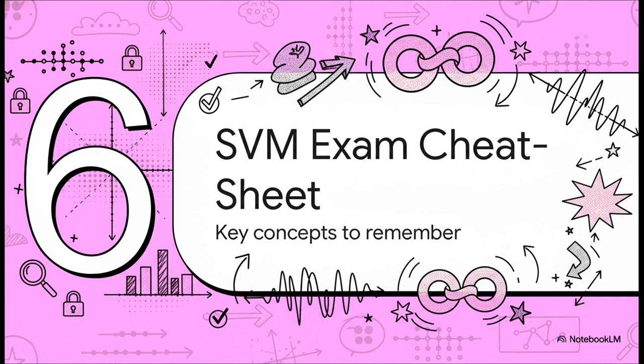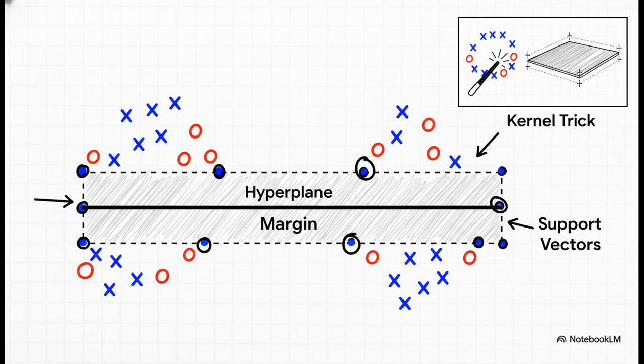Let's head into the home stretch and create a solid cheat sheet with everything you need to remember. Okay, screenshot this if you need to. Here are the absolute must-knows. 1. Hyperplane. That's your decision boundary. 2. Margin. That's the safety zone the SVM tries to make as wide as possible. 3. Support vectors. Those are the crucial data points that actually define the margin and the hyperplane. And 4. The kernel trick. That's SVM's clever way of handling messy, nonlinear data.